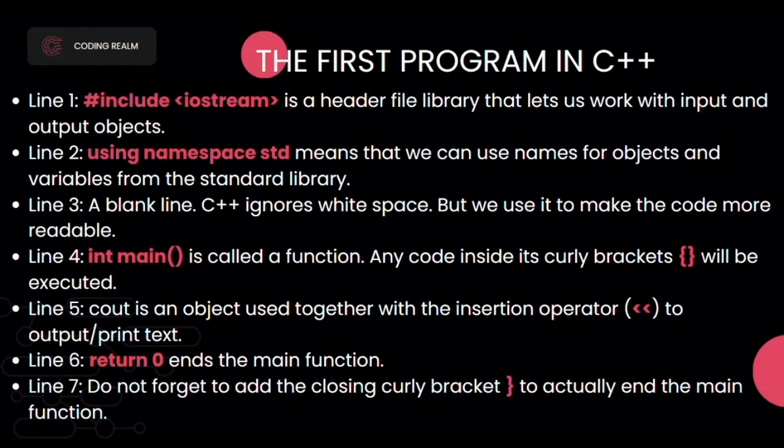In line 5, cout is an object used together with the insertion operator to output or print the text on the screen. In line 6, return 0 means the end of the main function. And line 7, do not forget to add the closing curly bracket to actually end the main function.